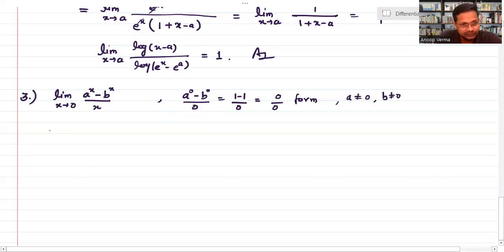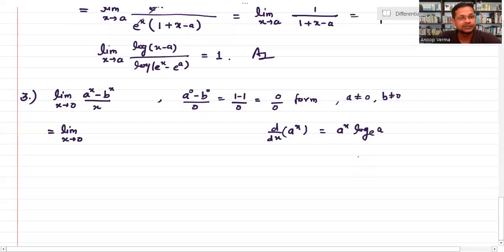So now we can simply take x tending to 0 and here take the derivative. So you know what is the derivative of a to power x. You know that the derivative of a to power x is just equal to a to power x into log a to the base e. This is the derivative of a to power x.